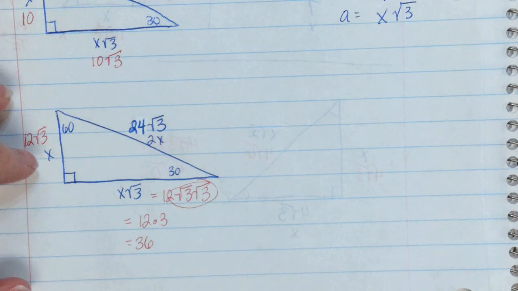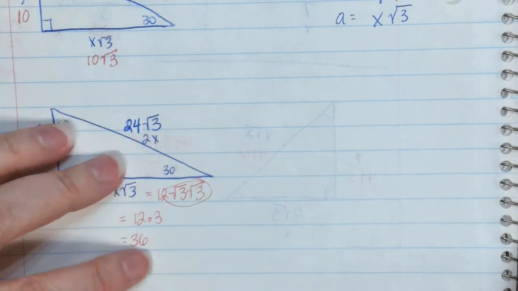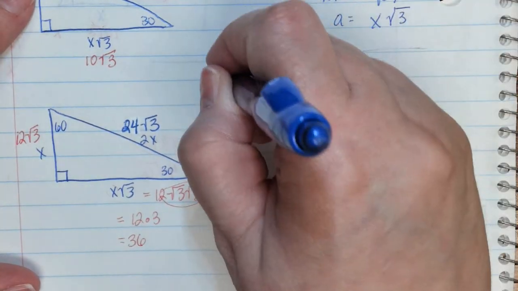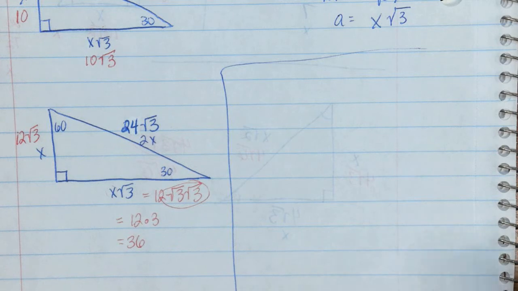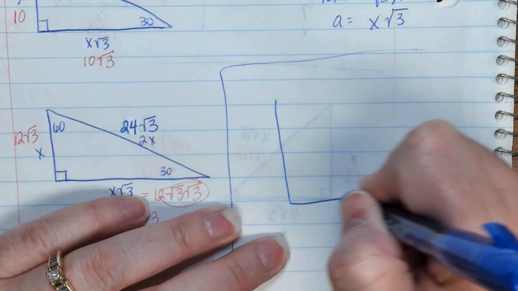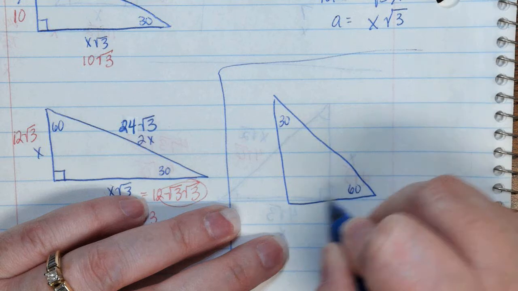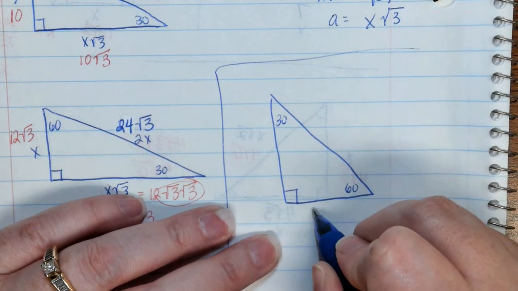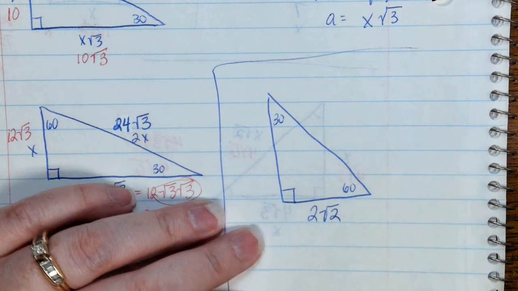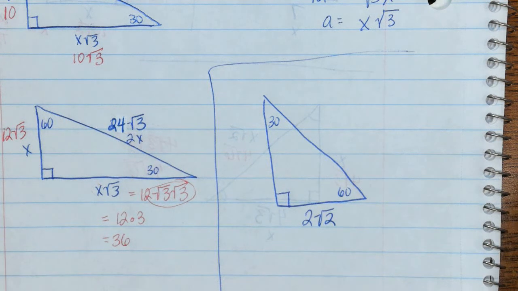Alright? One final example, and this is like we did on the 45, 45, 90, worst case scenario. It doesn't have a whole number or a square root of 3. It has something else. Okay? So we have our 30, 60, 90. And say I tell you this is 2 square root of 2 right here. Where do my labels go?